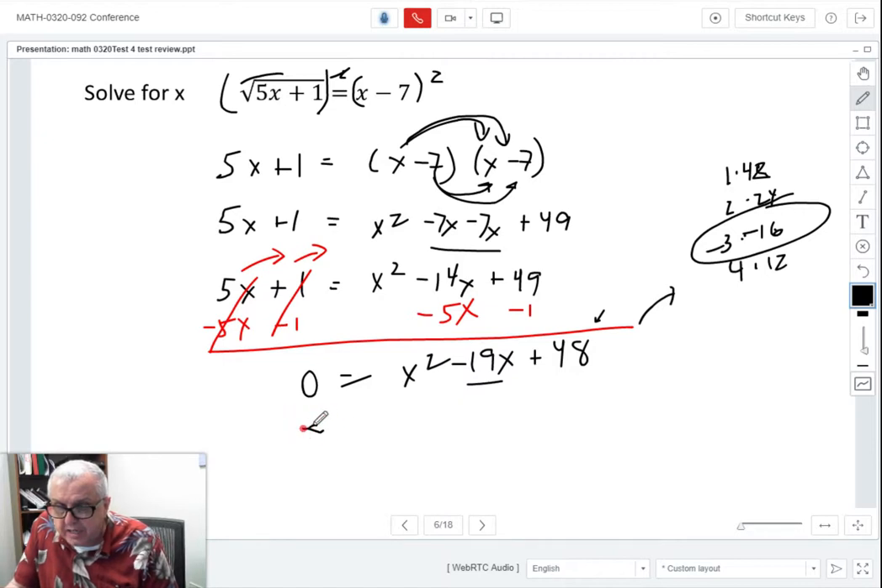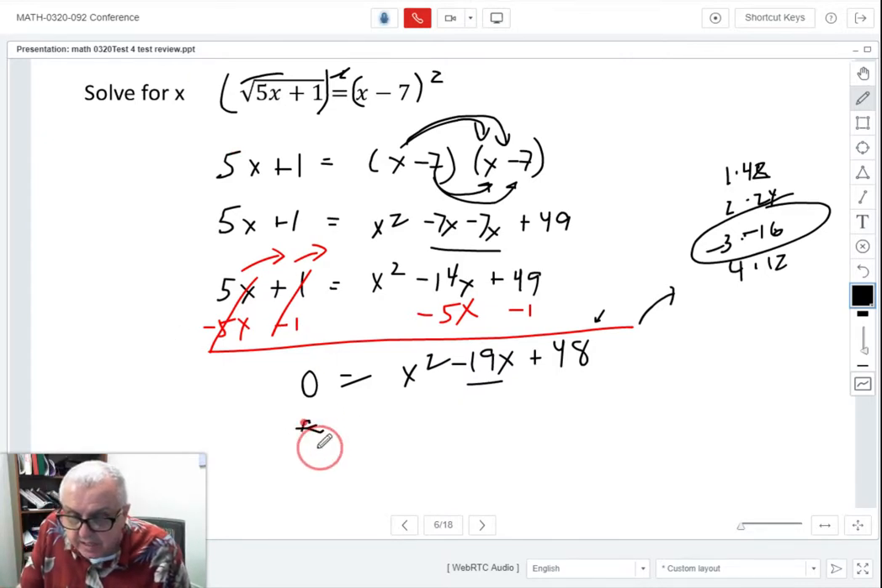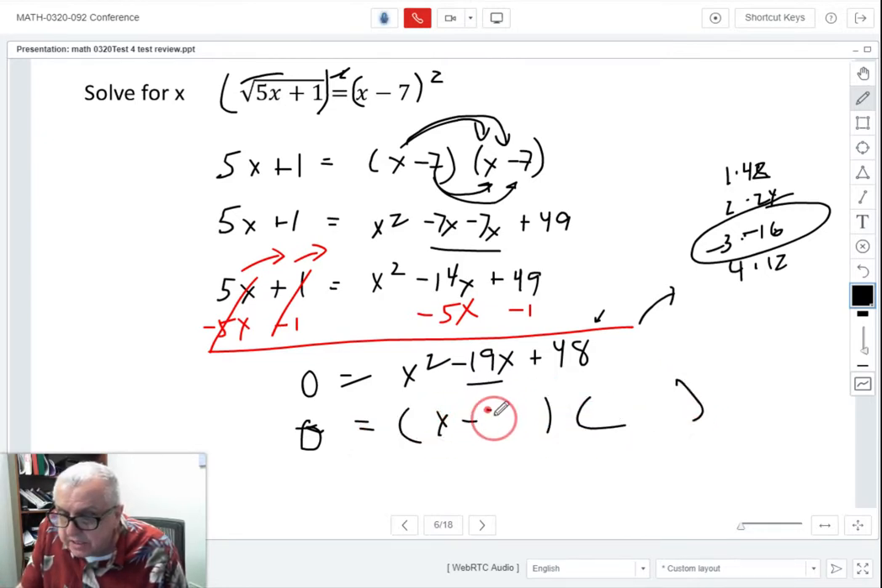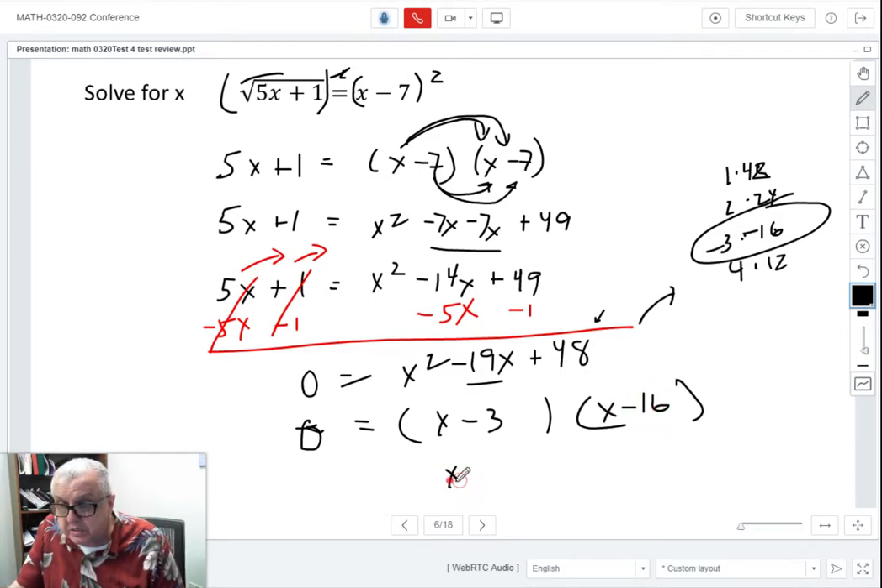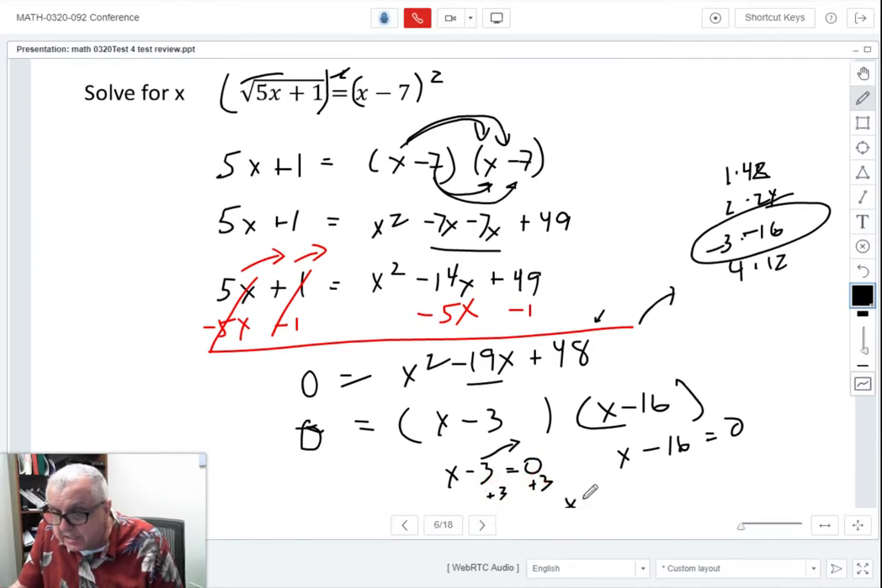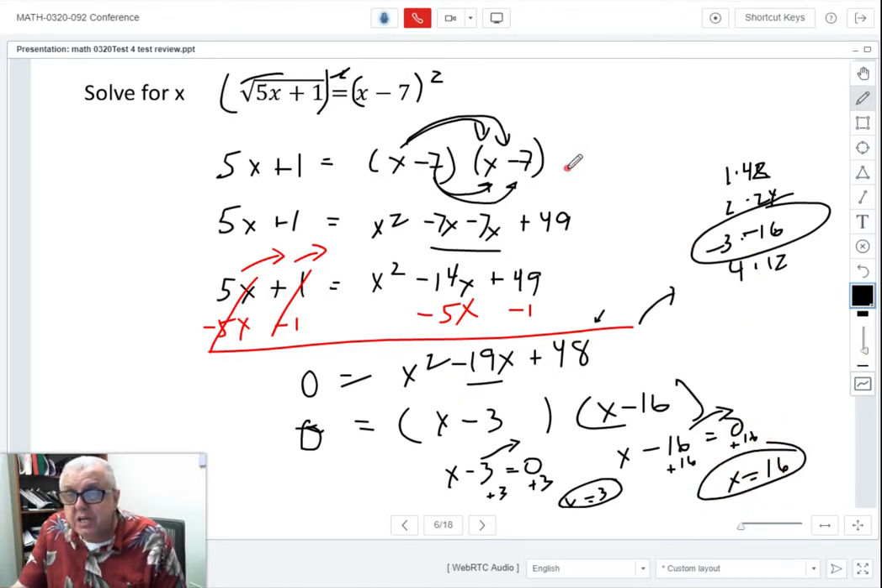So my answer factors to x minus 3, x minus 16. When I set it equal to 0, x minus 3 equals 0, and x minus 16 equals 0. Getting the 3 to the other side by adding 3, x equals 3 is one solution. Get the 16 to the other side by adding 16, x equals 16 is the other solution.